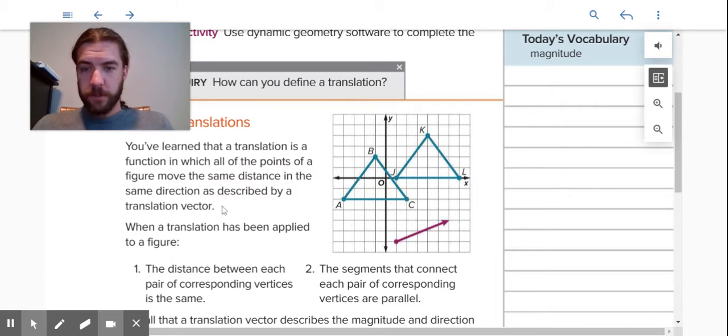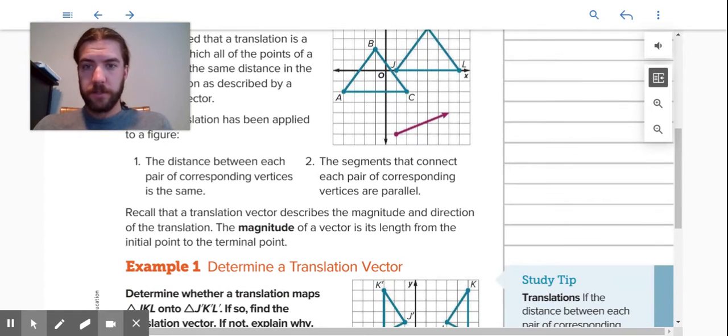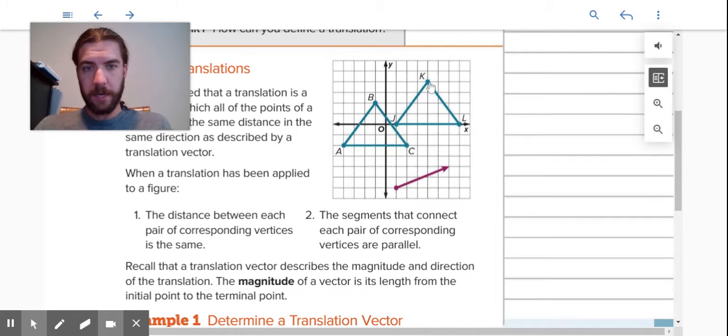When a translation has been applied to a figure, one, the distance between each pair of corresponding vertices is the same. So B and K are corresponding vertices, C and L are corresponding vertices, A and J are corresponding vertices. They all have the same distance.